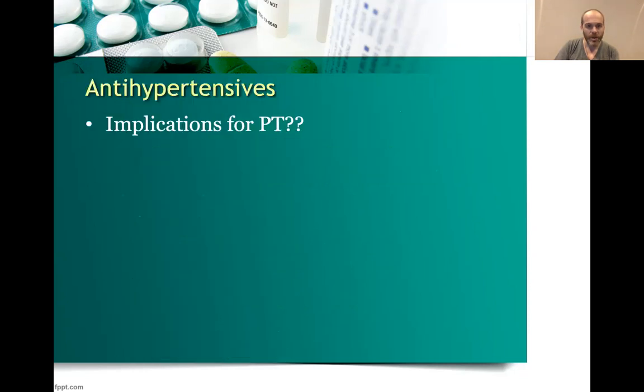What you've got to watch out for with anybody on an antihypertensive is pretty much the dizziness, the orthostatic hypotension, and their heart rate and their blood pressure not responding the same way to exercise.